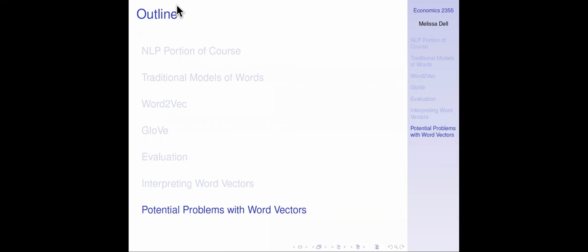Hey everyone, we're going to start today by picking up where we left off last time. If you remember last class, we discussed the concept of word vectors, and we saw the word2vec model as well as GloVe, which is an alternative popular framework. We talked a little bit about how to evaluate word vectors and how to interpret what they are doing.